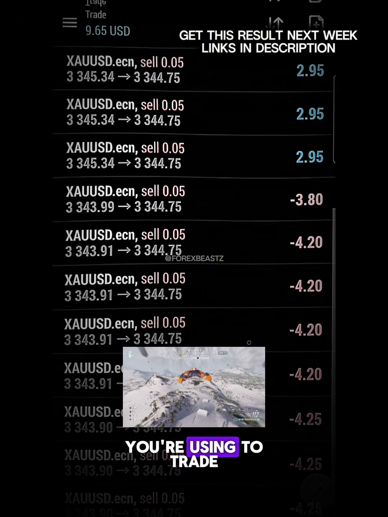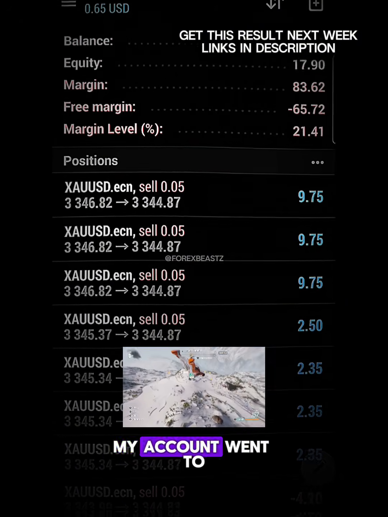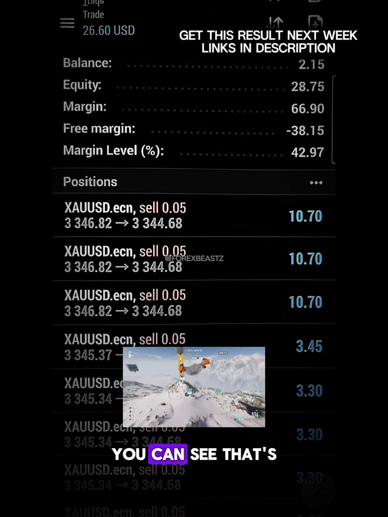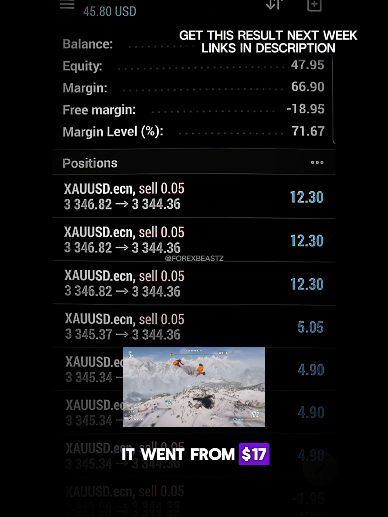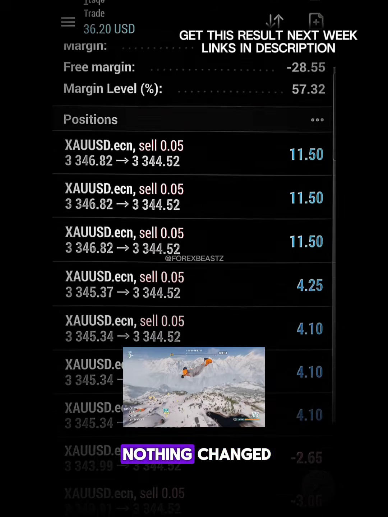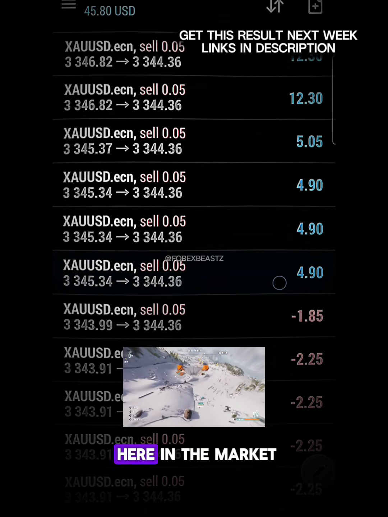If it's spiking and you're not going in, dude, you'll never get to my result. That's why the money you're using to trade, you need to give a professional to manage this for you, because you can see my account went to $2 in less than 1 second. So you can see that's how fast you lose your account if you don't know what you're doing. It went from $17 to $2. You can rewind the video, you will see it.